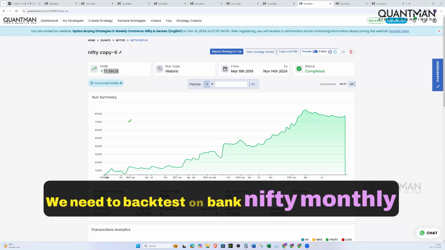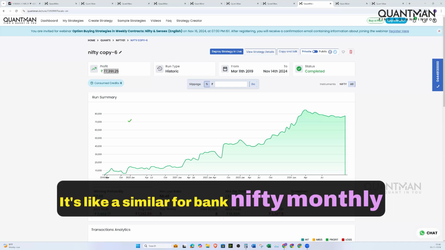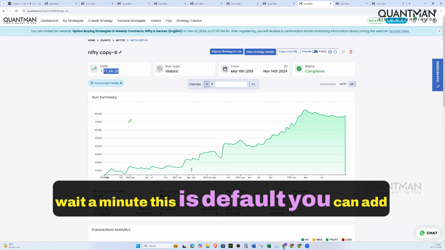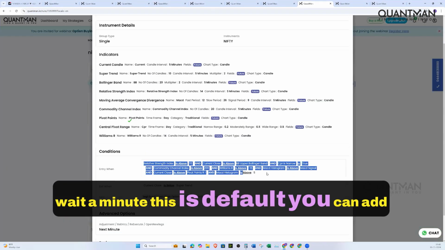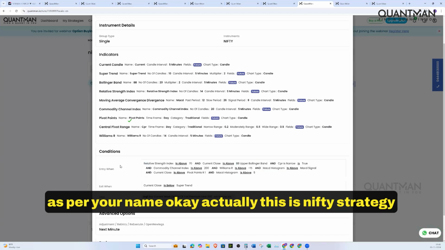We need to backtest on the Bank Nifty monthly contract. Actually, there is no difference between weekly backtest and monthly backtest. It's similar for the Bank Nifty monthly contract. Okay, wait a minute. This is default. You can change the conditions as per your need.